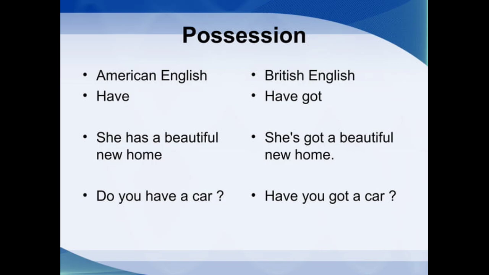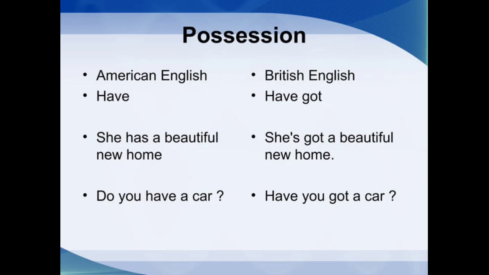The difference in how possession is expressed in American English and British English primarily centers around the use of the verb have and the phrase have got. While both forms are grammatically correct, they are used with varying frequency and nuances in each variant of English. Have. In American English, the verb have is commonly used to express possession. For example, she has a beautiful new home.